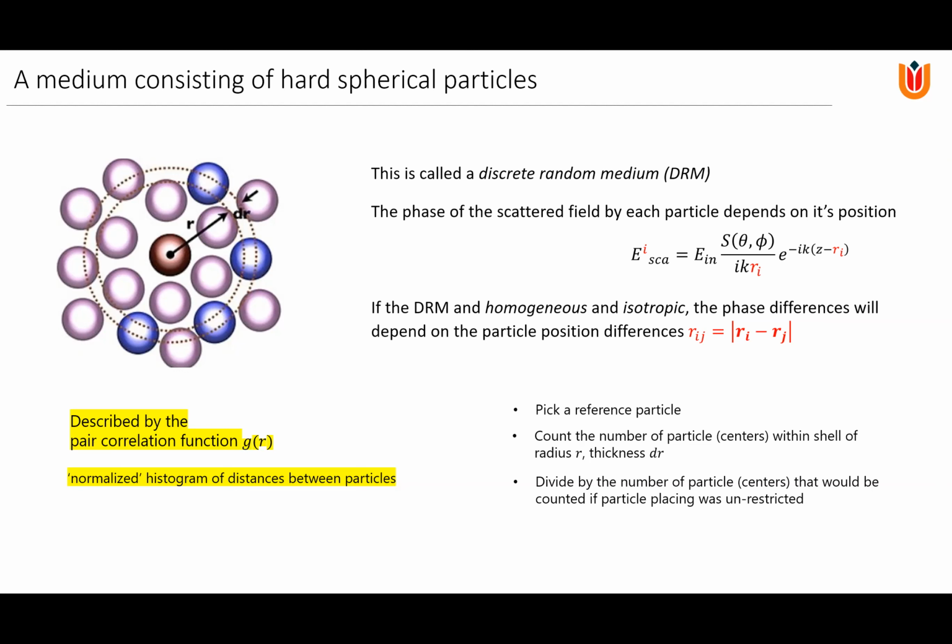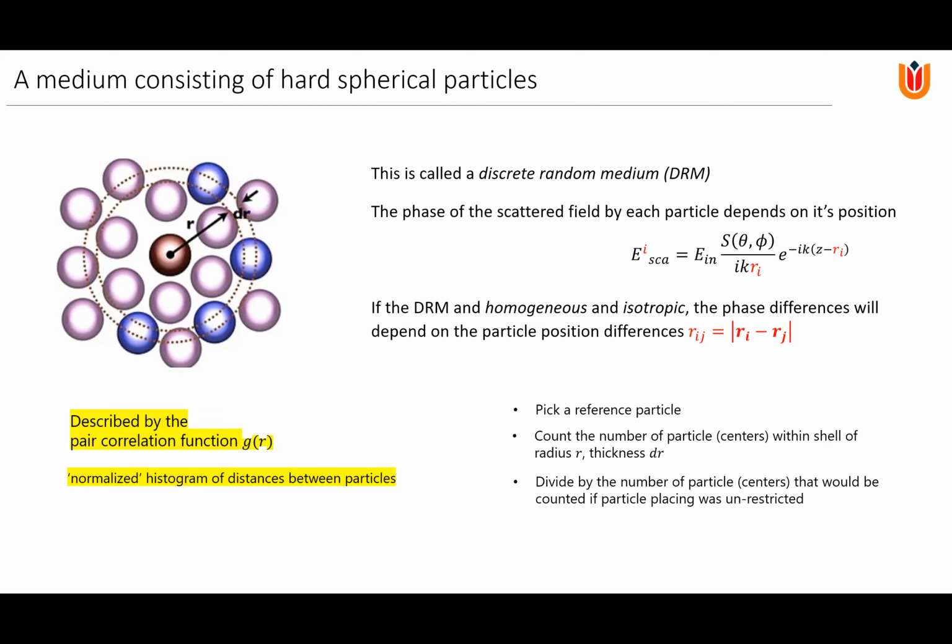So what happens in terms of light scattering? We have all these particles in the medium. They will all scatter. They will all give a scattering field that is proportional to the incident field, proportional to the spherical outgoing wave, and an amplitude function S that describes how the light is scattered into the different directions. And there's a phase term that depends on the position of the particle.